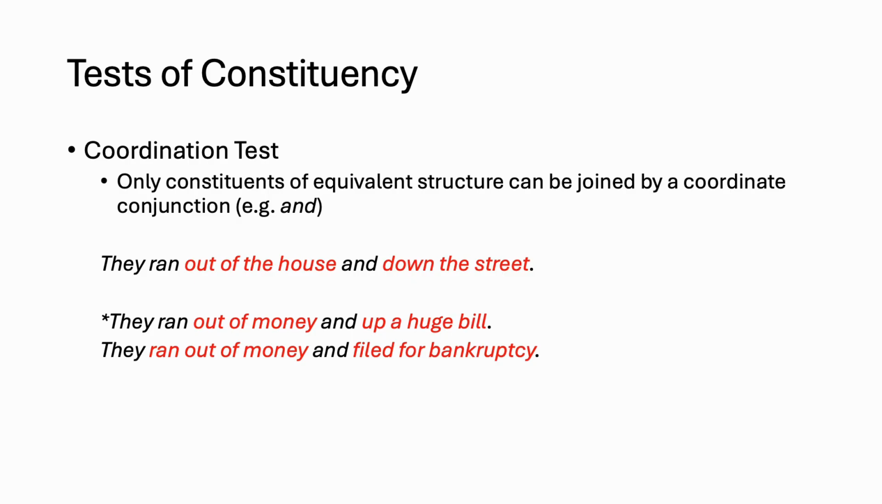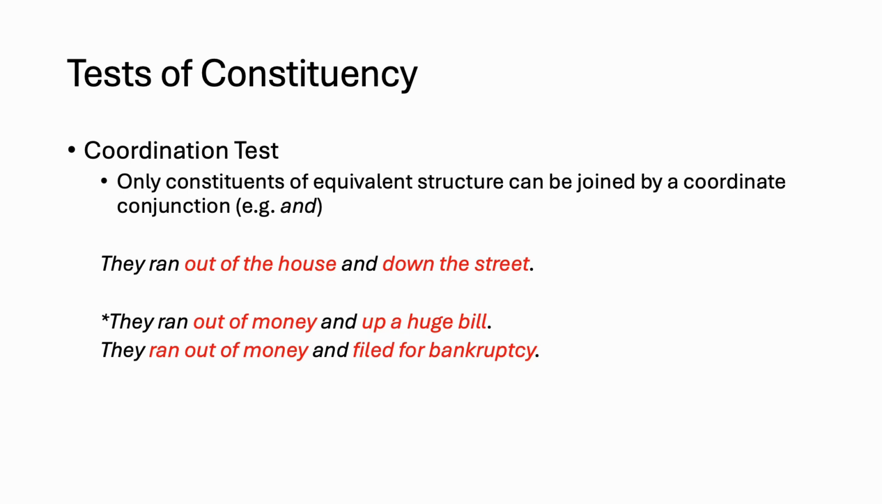So only constituents of equivalent structure can be joined by a coordinate structure. So you could say they ran out of the house and down the street. Out of the house, down the street, okay? You can't say they ran out of money and up a huge bill, because the verb is really to run out of, and then money would be what the object is, okay?